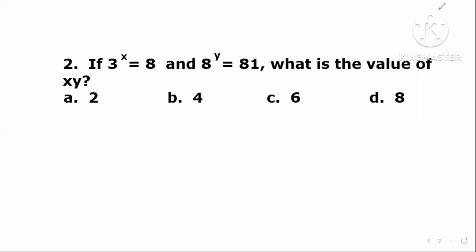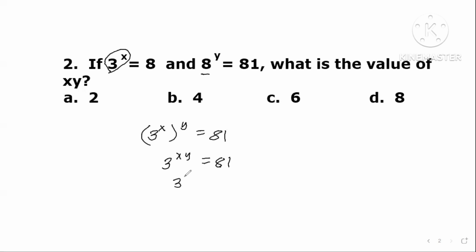Okay, problem number 2. If 3 to the x equals 8 and 8 to the y equals 81, what is the value of xy? So, mahilig si UPCAT sa ganyang tanong, ano? So, how do you solve this? Since 3 to the x equals 8, itong 8 na to ay pwede natin palitan ng 3 to the x, no? Diba? So, 3 to the x raised to y is equal to 81. Now, by rules on exponents, minumultiply natin yan. So, that's 3 to the xy is equal to 81.